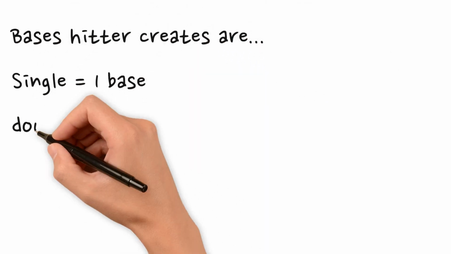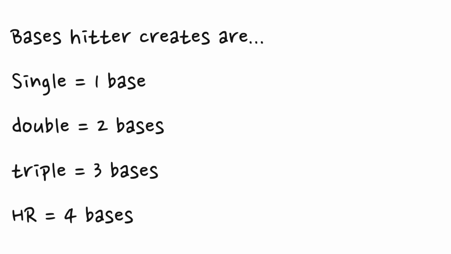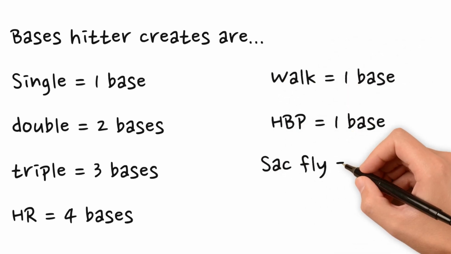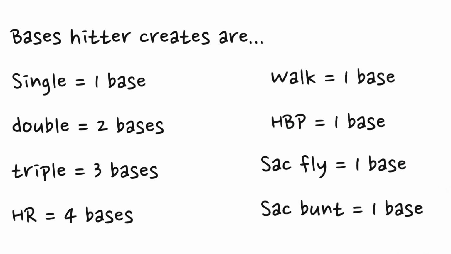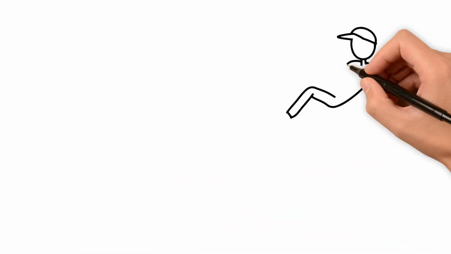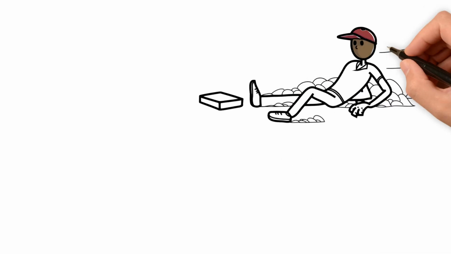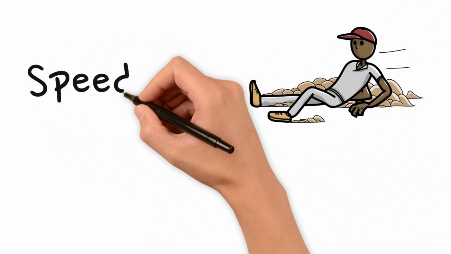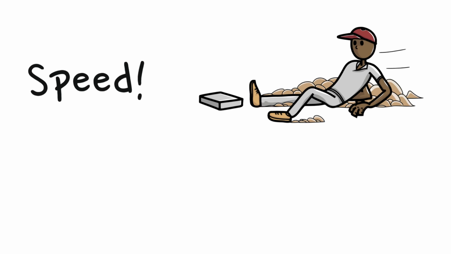So to continue focusing on the numerator here, we're going to add in walks and hit by pitches as 1 base. Again, sac flies and bunts will also add 1 base, as that is you creating 1 base for your team. And so now we are sitting pretty well, I think. We have a pretty comprehensive stat to weigh how many bases a hitter gets in his average at bat. But what about his speed? We haven't put that in yet.